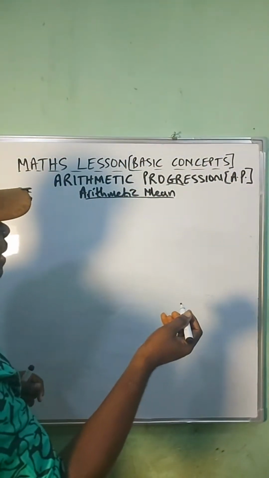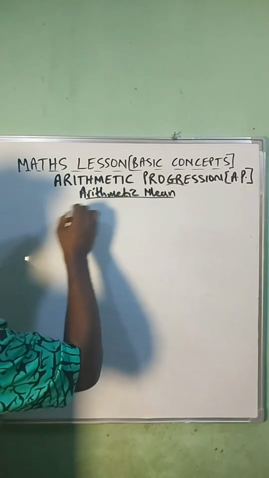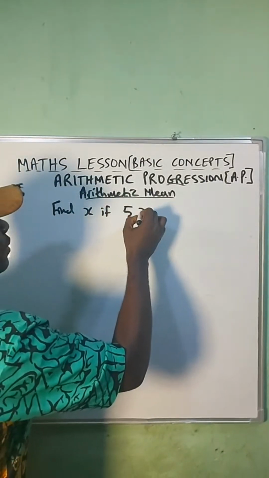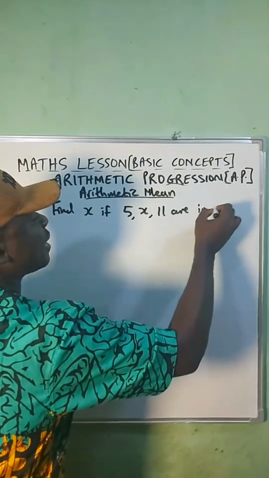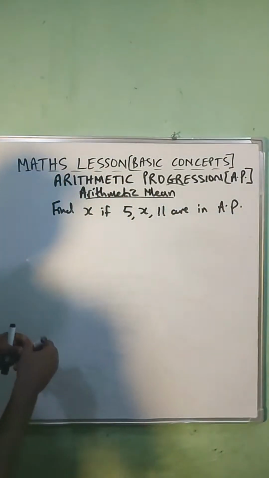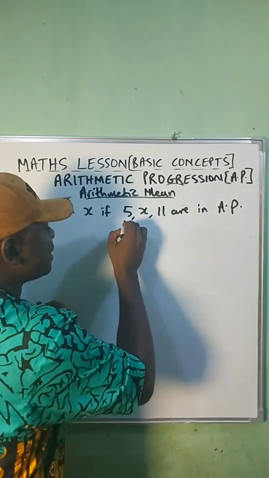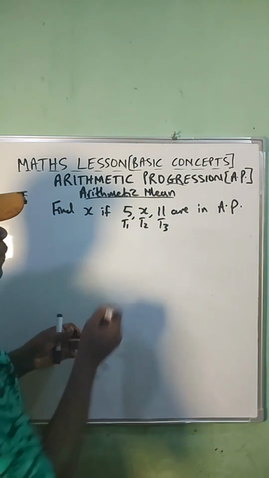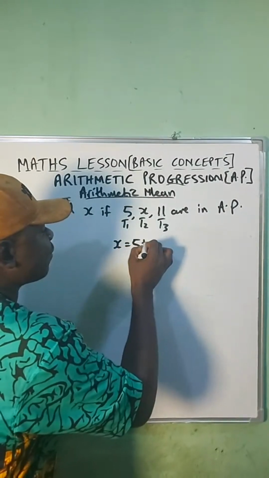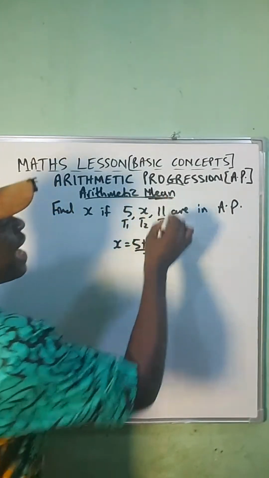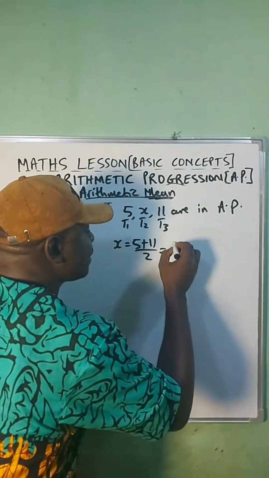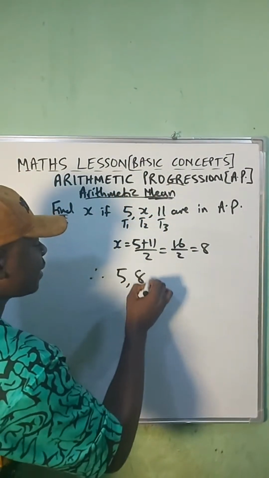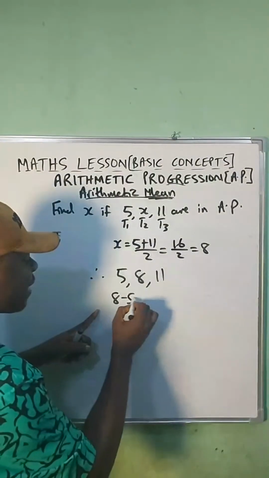We may have a question like this: find x if 5, x, 11 are in an AP. If these are in AP, that means this is T1, this is T2, and this is T3, the first term, the second term, and the third term. Now, if they are in AP, to get x it will just be 5 plus 11 divided by 2, because they are talking of mean, average, sum of numbers. So this will be 16 over 2, which is 8. Therefore, the AP is 5, 8, 11, because 8 minus 5 gives us 3.